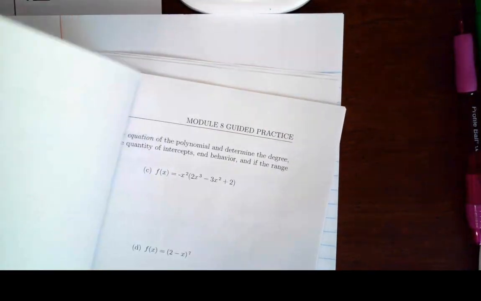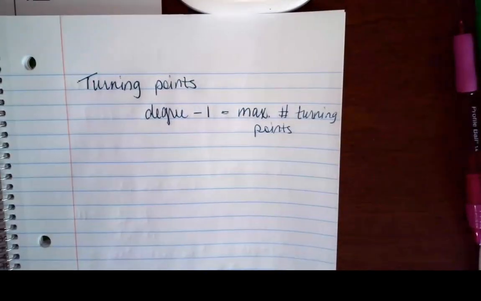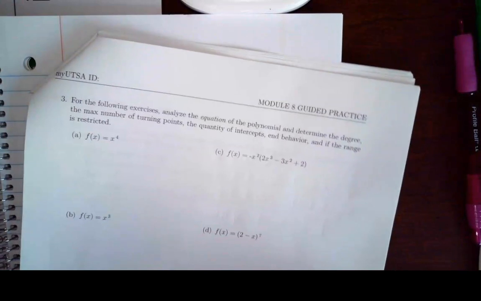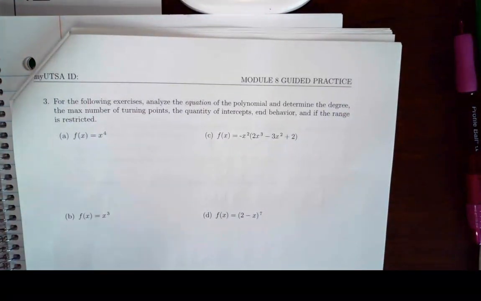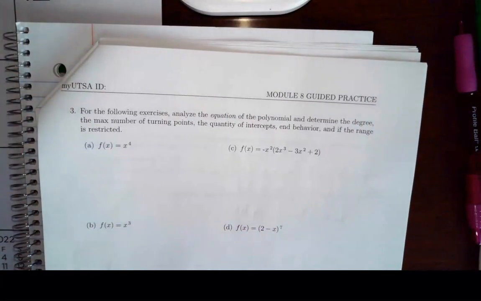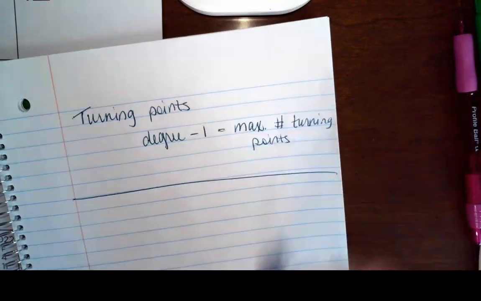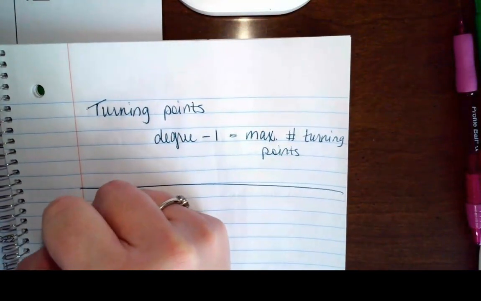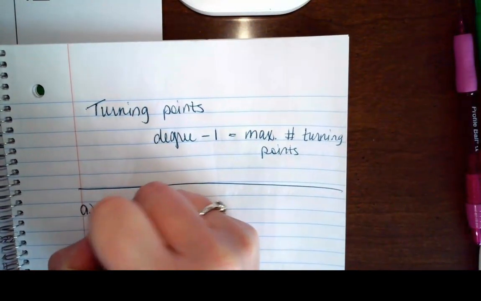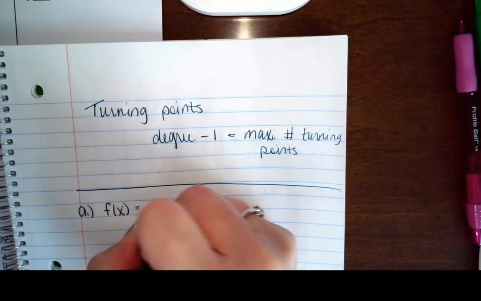All right, so let's do these now. So I'm going to look at the equation. In the last example, we did the graph. Now we're going to do the actual equation of our function. So for part A, we have f of x equals x to the 4th.